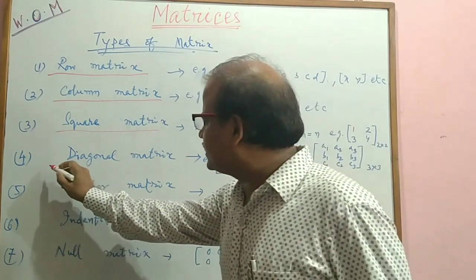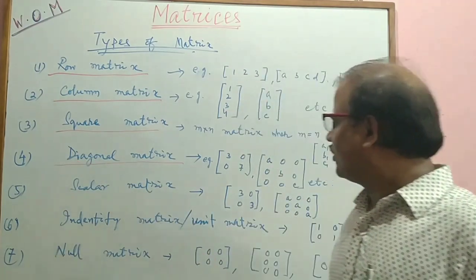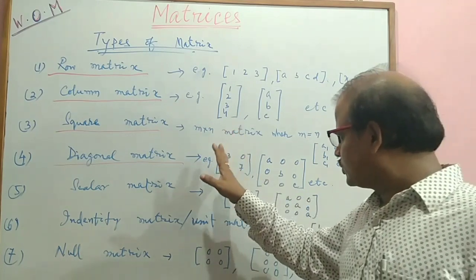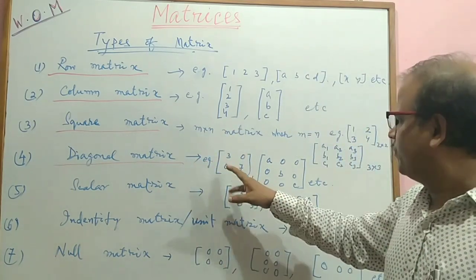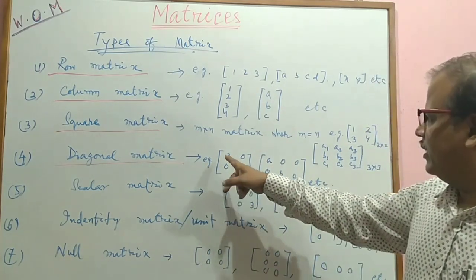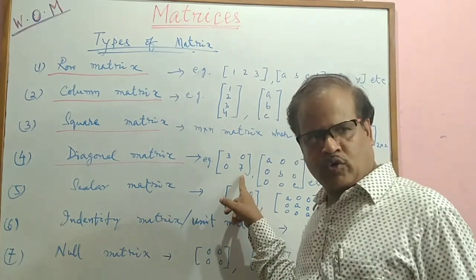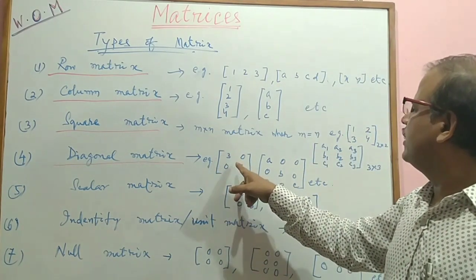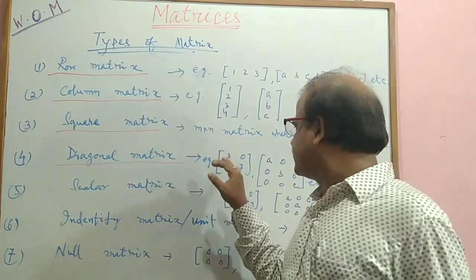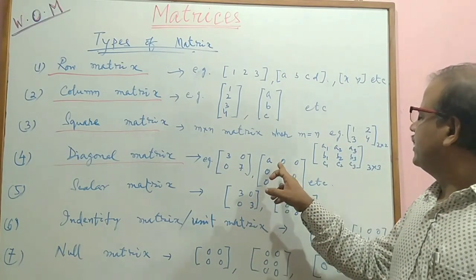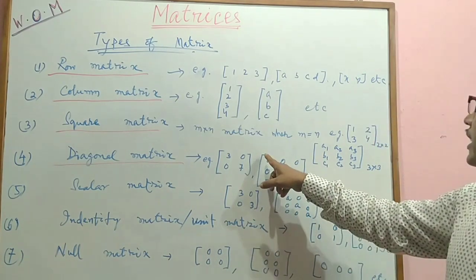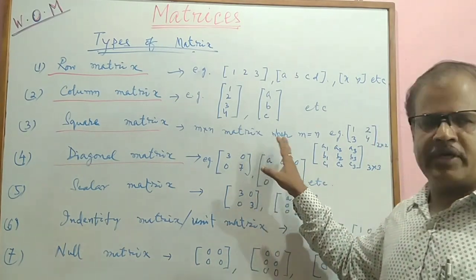The fourth one is the diagonal matrix. A diagonal matrix is a matrix whose non-diagonal entries are all 0. For example, it is a square matrix of order 2 where the diagonal is 3 and 7, and other entries are 0. Here it is a diagonal matrix of order 3. The diagonal is a, b, c, and other entries are 0.